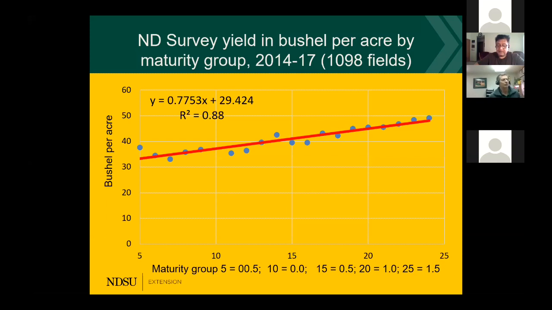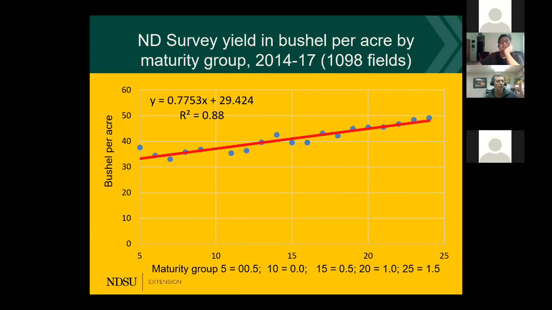During the period of 2014 through 2017, we had an extensive survey led by Hans Cadell of over 1,000 fields in North Dakota. There's lots of data generated. This is just one small piece of it, but it shows the increase in yield potential as a person selects a longer maturing variety.